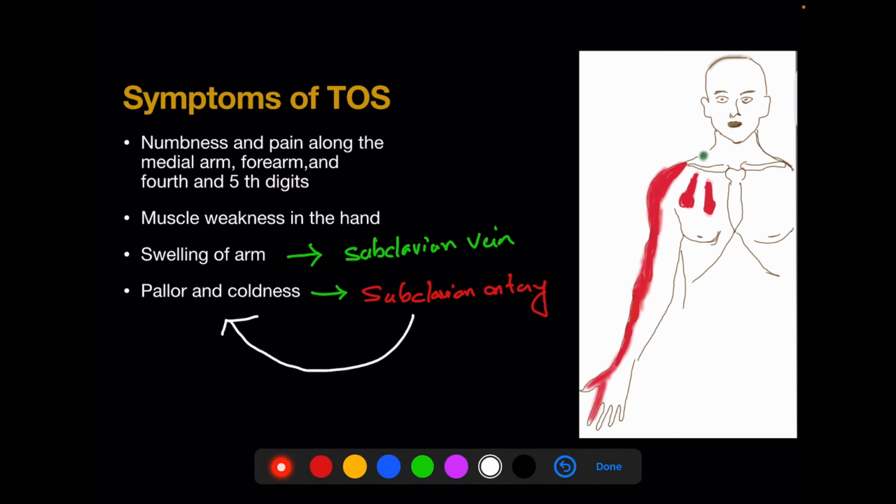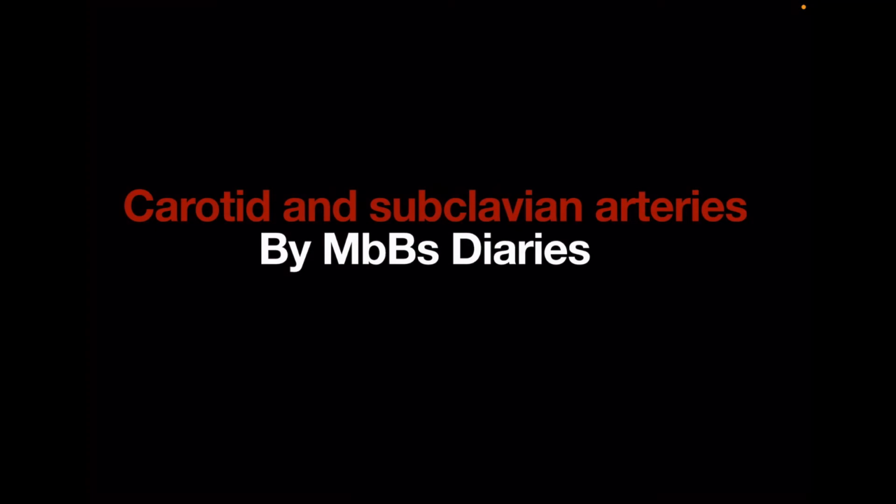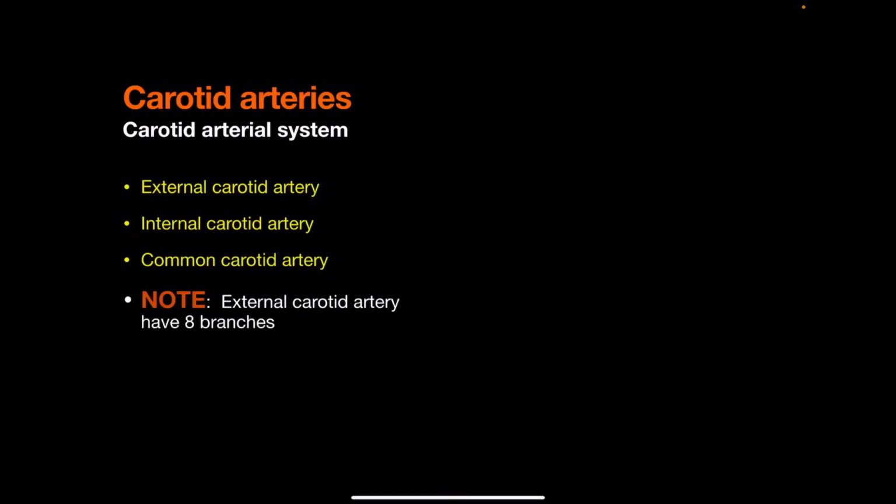Pallor and coldness. Now we are coming into our next part of the lecture, that is on the carotid and subclavian arteries. We will see here about their branches and about the symptoms that happen due to carotid artery damage or subclavian artery damage. Now moving to our next slide, that is on the carotid artery.